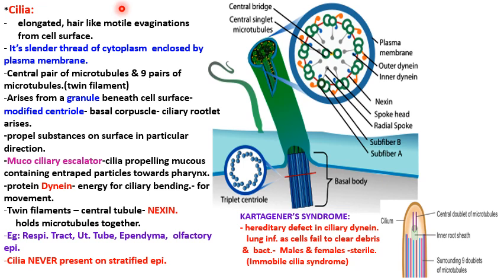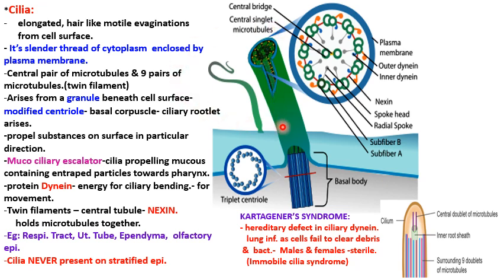Cilia. So this is cilia. It's an elongated hair-like motile evagination from the cell surface. You can see this is the surface epithelium. It has evaginated like this. So the evagination from the cell surface, which is elongated and hair-like, forms cilia.